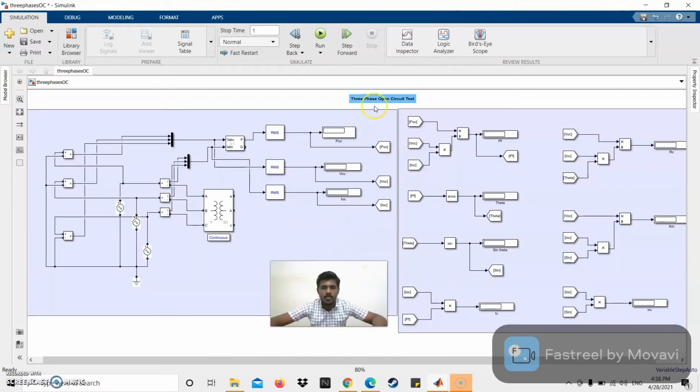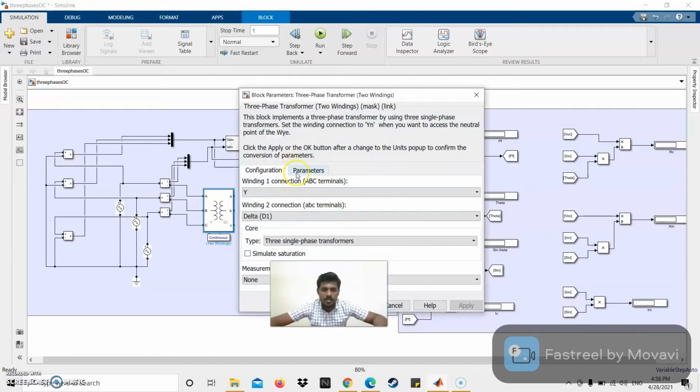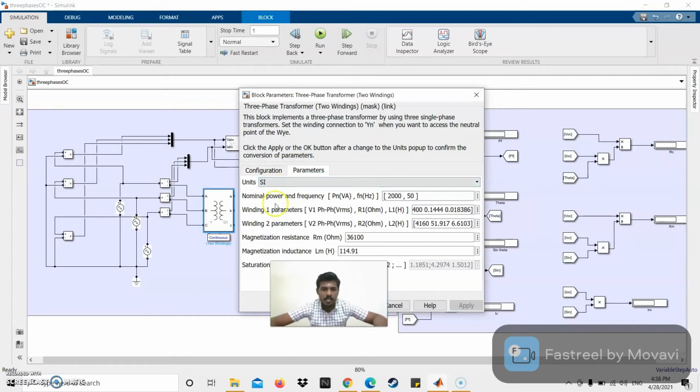Now three-phase open circuit. Consider here the transformer for the three-phase. The connection is star delta. Here are the parameters. SI unit again, the same, and then nominal power 2000, and primary winding 400 volt, and then secondary winding 4160.